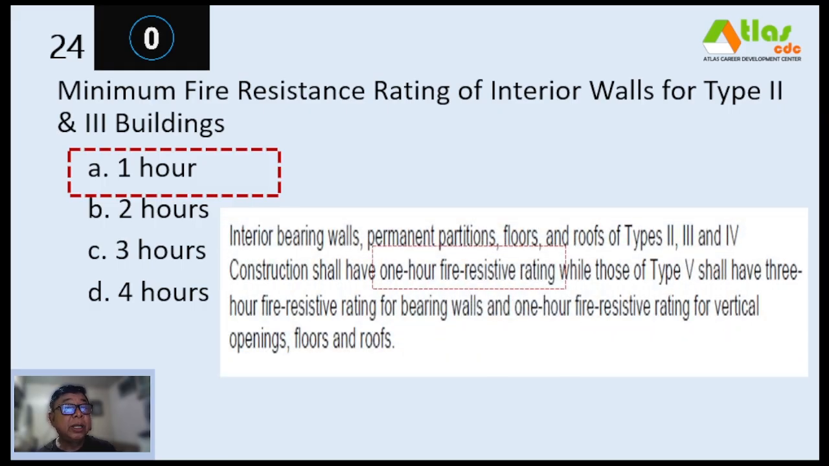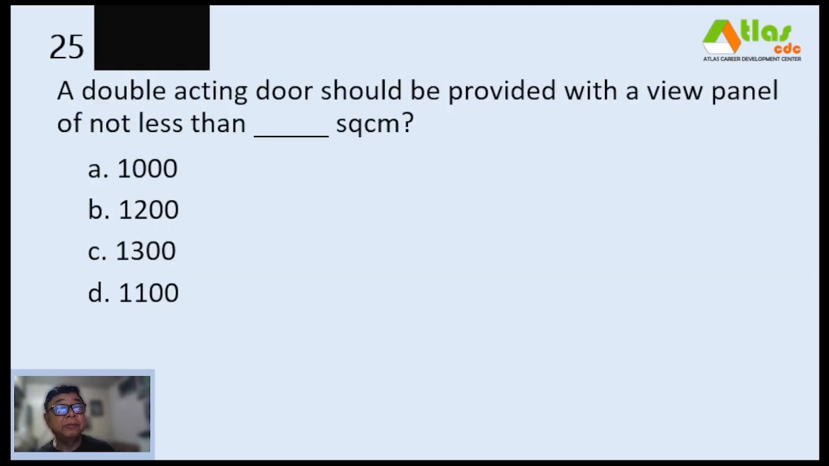So interior bearing walls, permanent partitions, floors, and roofs of types 2, 3, and 4 construction or buildings shall have 1 hour fire resistive rating, while those of type 5 shall have 3 hour fire resistive rating for bearing walls, and 1 hour fire resistive rating for vertical openings, floors, and roofs.